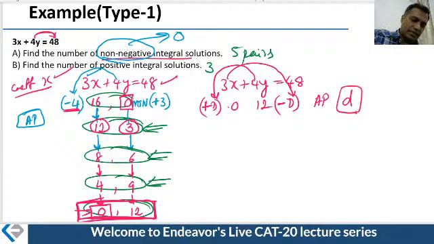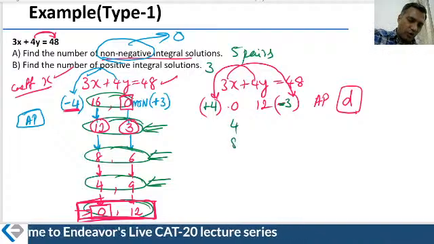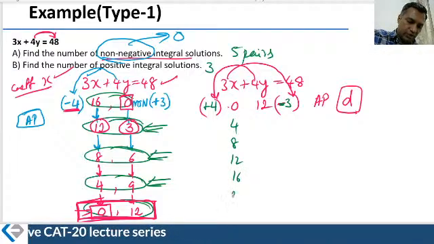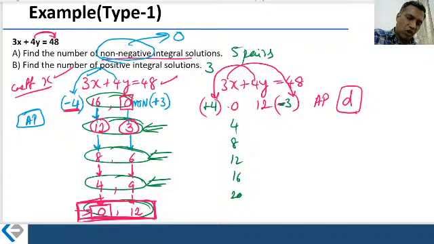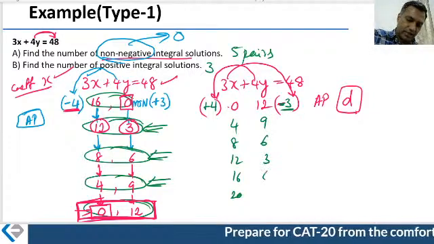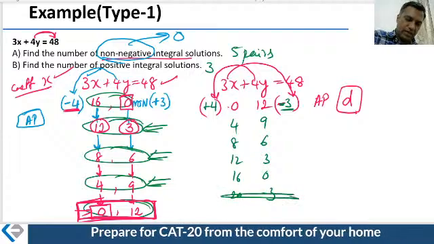In the sense, if you would have written 0 and 2 here, already here you would have written plus 4, and here you would have written minus 3. So you would have said 4, 8, 12, 16, 20, and so on. On the other side, with the common difference of minus 3, you would have written 9, 6, 3, 0, minus 3. But I'm not interested in this. I would have stopped it here. The moment I get 0, I will stop it.